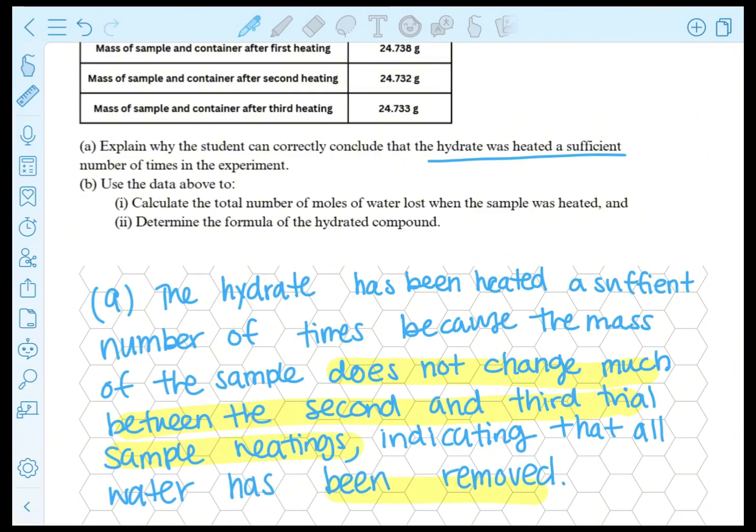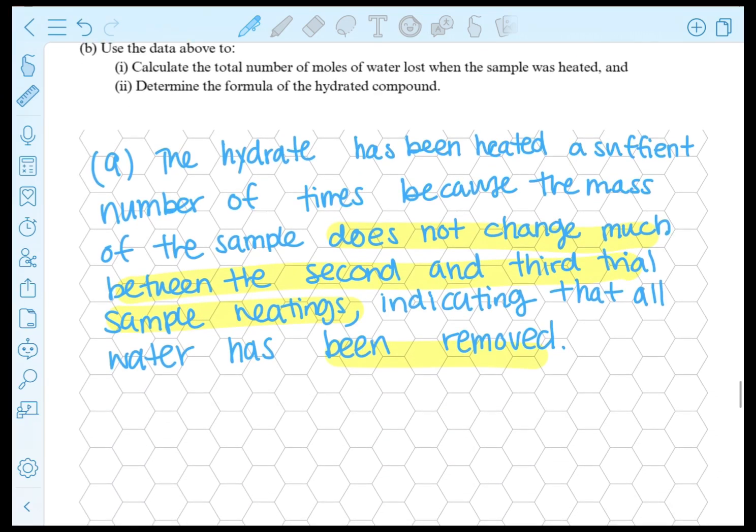Alright, so now part B, there's 2 sub-questions. Calculate the total number of moles of water lost when the sample was heated, and determine the formula of the hydrate compound. Alright, so the first subpart is to find the total moles of water lost. So lost mass usually always means that we're going to have to find the difference, meaning subtraction. And typically it's going to be the initial minus the final mass.